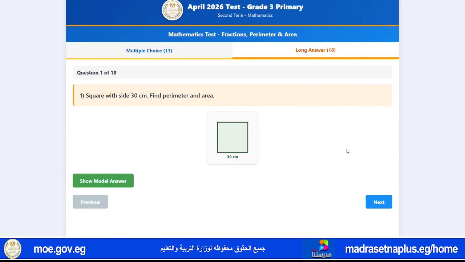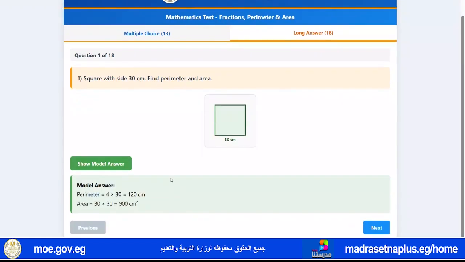What about the area? The area equals side times side. That means 30 times 30 equals 900 square centimeters. To see the model? Yes. Perimeter equals 4 times side. Side is 30 centimeters. That means 4 times 30 equals 120. What about the area? The area equals 30 times 30. That means side times side equals 900 square centimeters.